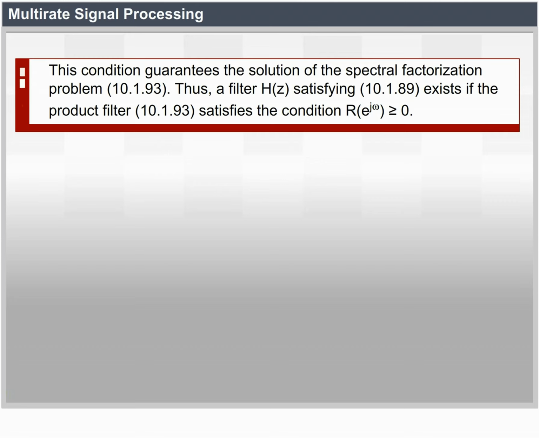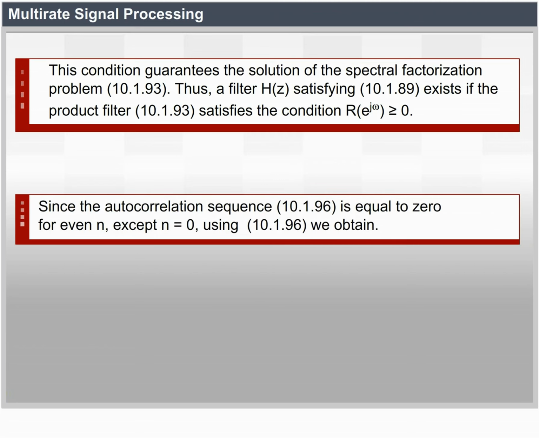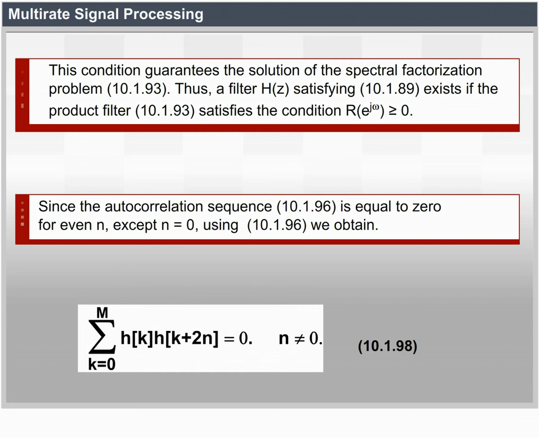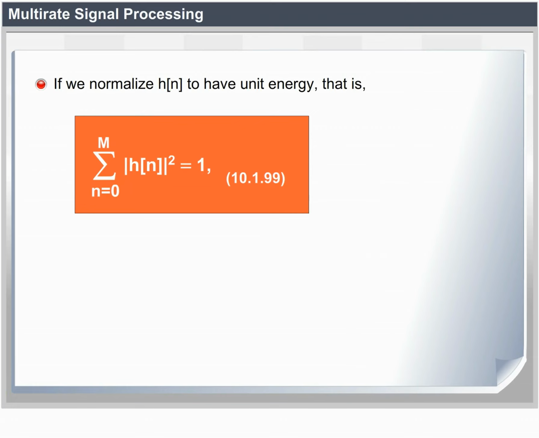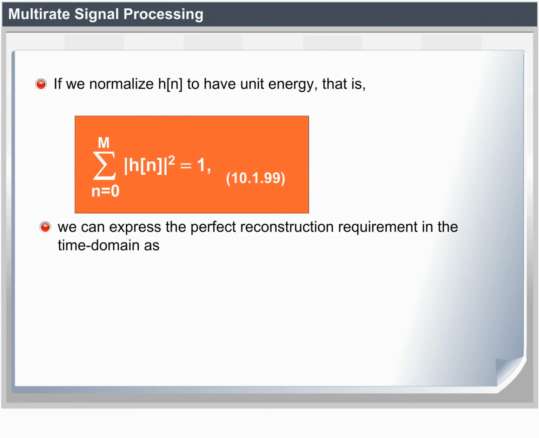Since the autocorrelation sequence 10.1.96 is equal to 0 for even n except n = 0, using 10.1.96 we obtain the summation over k from 0 to m of h(k) h(k+2n) = 0 for n not equal to 0, equation 10.1.98. If we normalize h(n) to have unit energy, that is, the summation over n from 0 to m of |h(n)|² = 1, equation 10.1.99, we can express the perfect reconstruction requirement in the time domain as the summation over k from 0 to m of h(k) h(k+2n) = δ(n), equation 10.1.100.